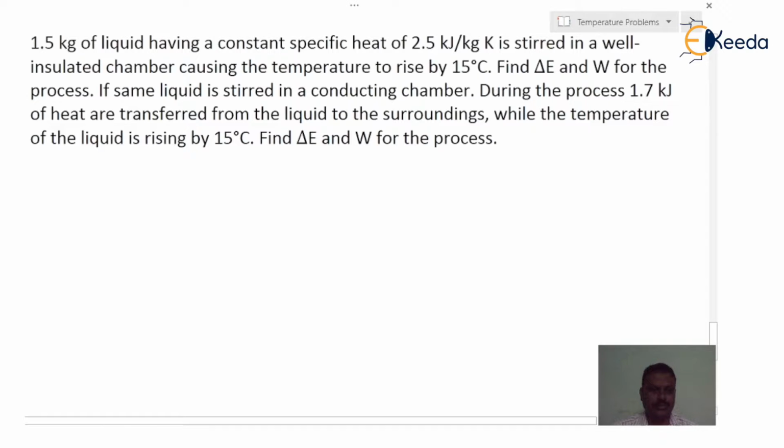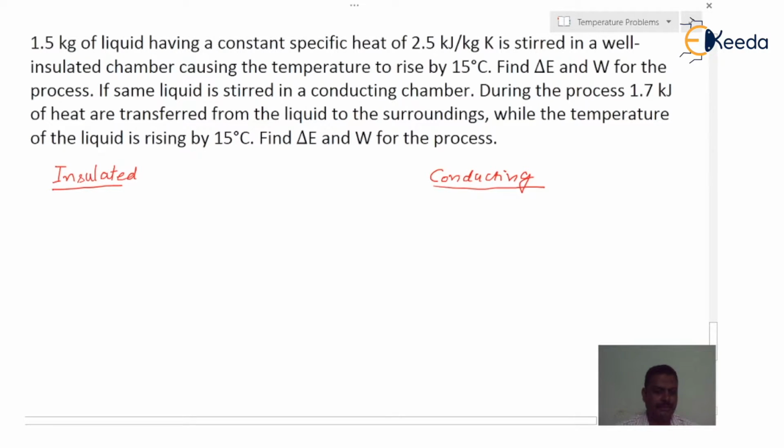So there are two cases. The first one is the insulated chamber, a well insulated chamber, and the other one is the conducting chamber. First let us calculate delta E and W for the insulated chamber.